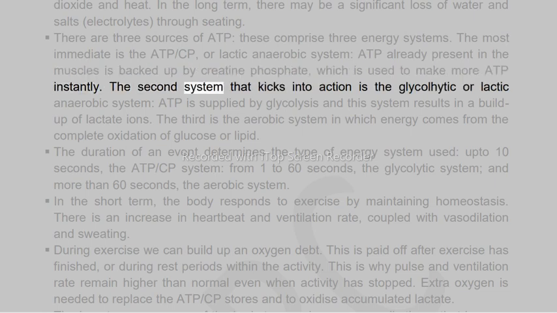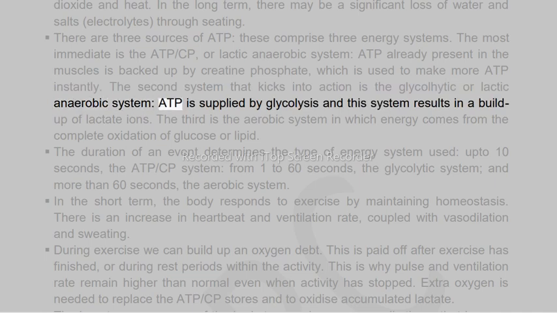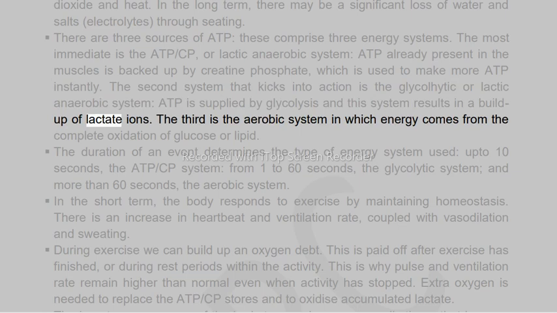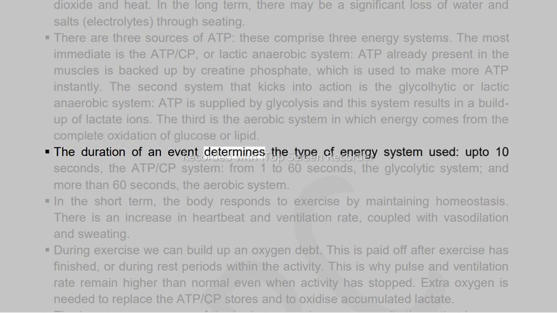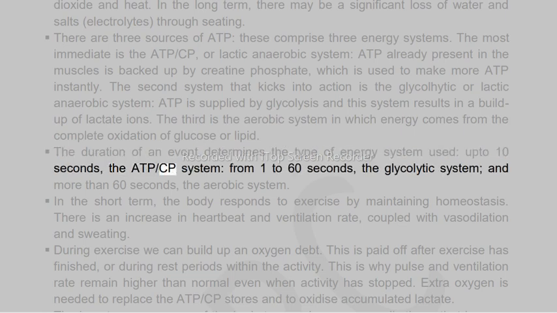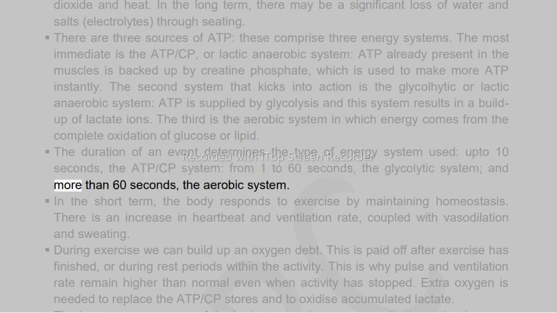The second system that kicks into action is the glycolytic or lactic anaerobic system. ATP is supplied by glycolysis, and this system results in a buildup of lactate ions. The third is the aerobic system, in which energy comes from the complete oxidation of glucose. The duration of an event determines the type of energy system used: up to 10 seconds, the ATP-CP system; from 1 to 60 seconds, the glycolytic system; and more than 60 seconds, the aerobic system.